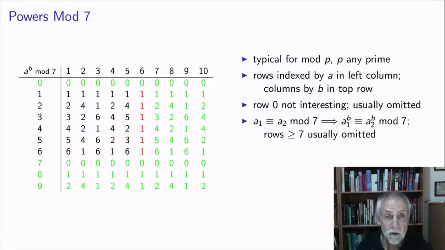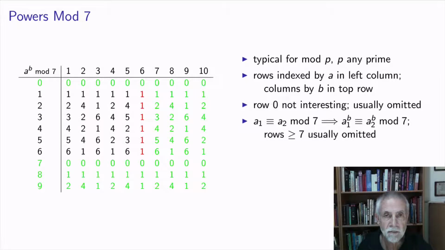Now, some of the rows here are not particularly interesting. First of all, if I raise 0 to any power, I'll get 0. That row is usually omitted. In fact, all the entries in green are normally omitted for reasons I'm going to explain.